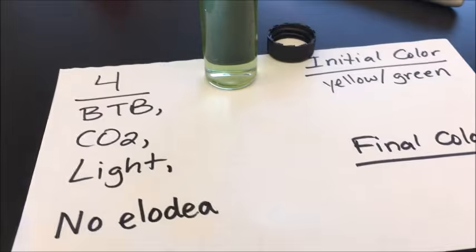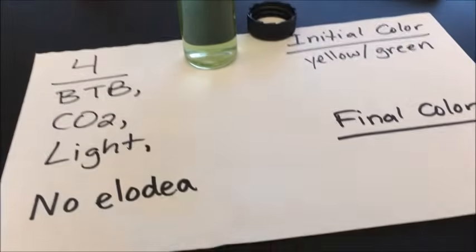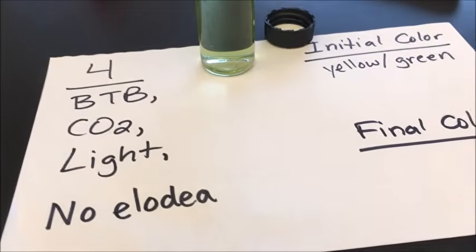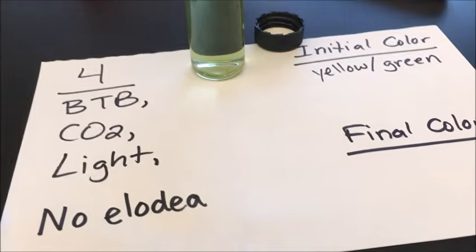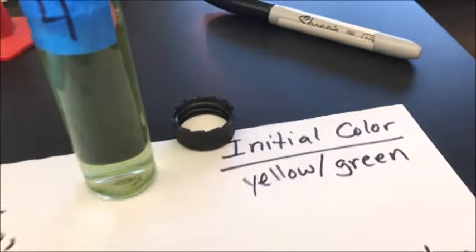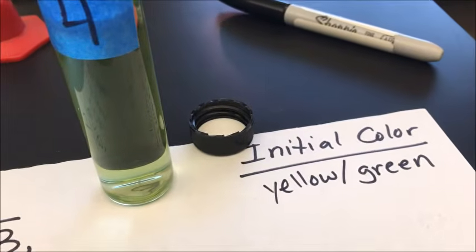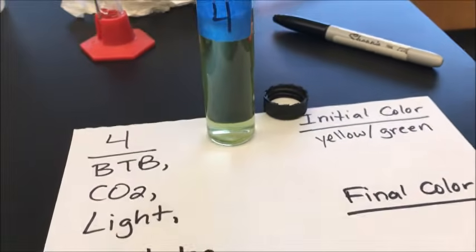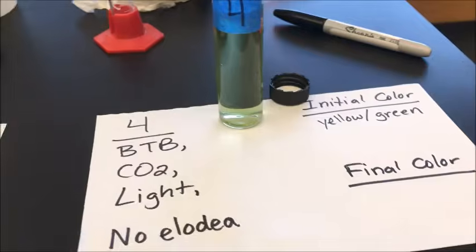Tube number 4 has bromothymol blue inside, carbon dioxide from my breath. There's no Elodea, but this one I will expose to sunlight for the next 24 hours. Again, right now, you can see the initial color is yellow-green. We'll see if there's any color change after 24 hours.